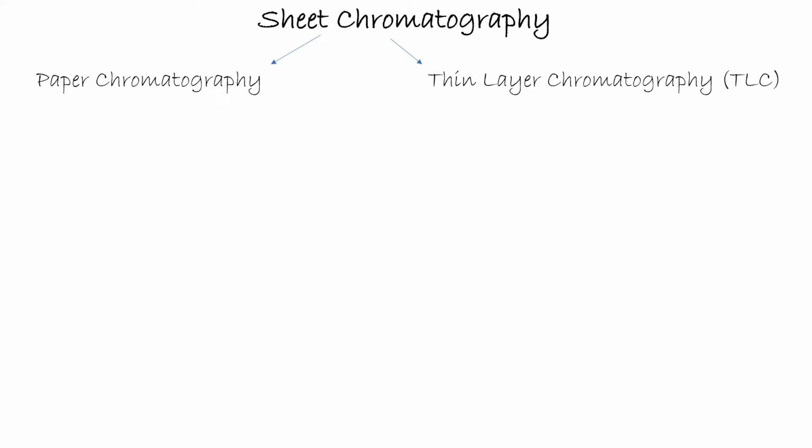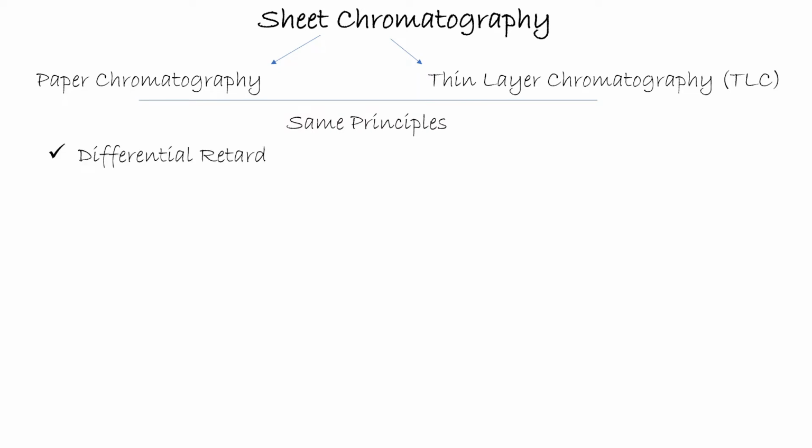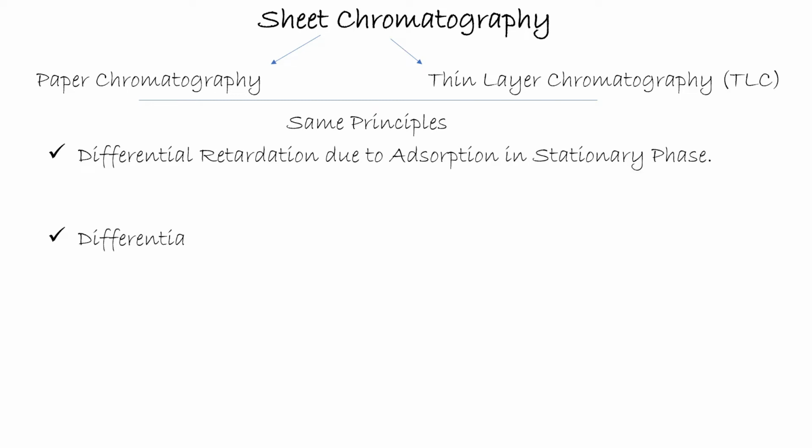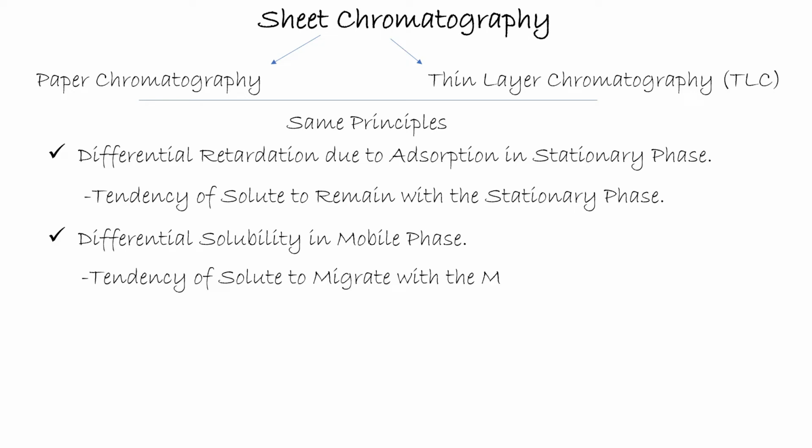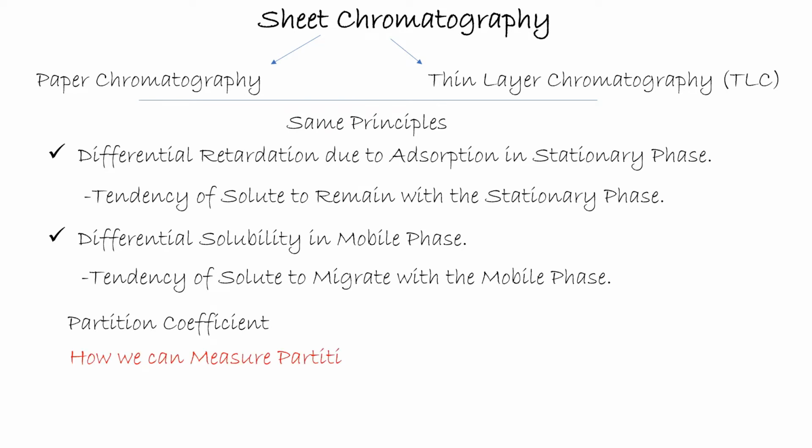Both of these techniques are based upon the same principles, that is, differential retardation due to adsorption in the stationary phase and differential solubility in mobile phase. That is, some molecules will have the tendency to remain with a stationary phase and there could be some molecules which have the tendency to migrate with the mobile phase. In other words, we can say that separation is based upon partition coefficient. But how can we measure this partition coefficient?